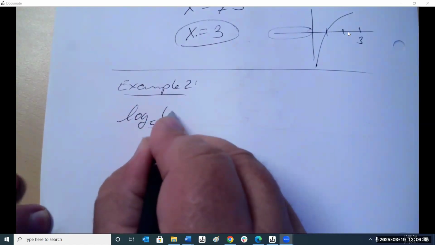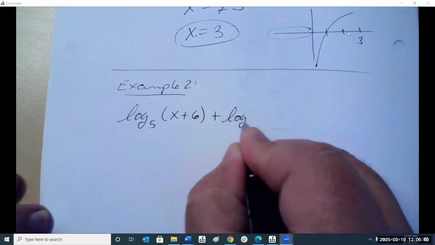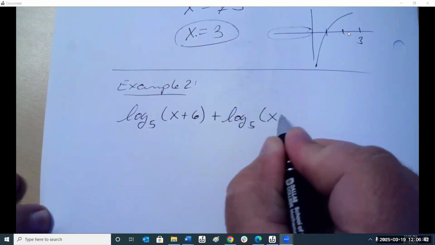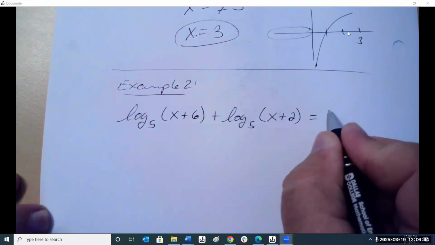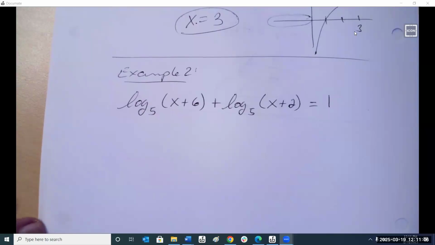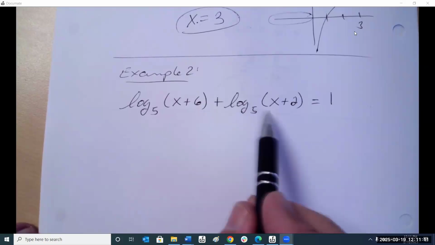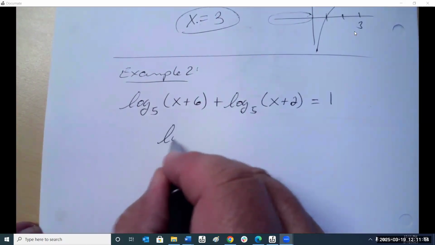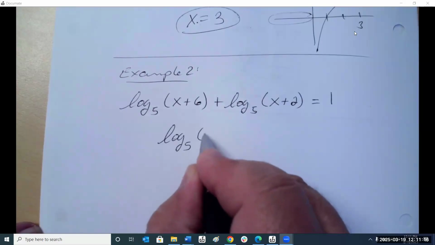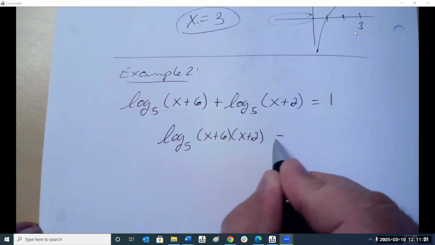Log base 5 of x plus 6 plus log base 5 of x plus 2 equals 1. First step, combine the two logs on the left side. So it becomes log base 5 of x plus 6 times x plus 2 equals 1.